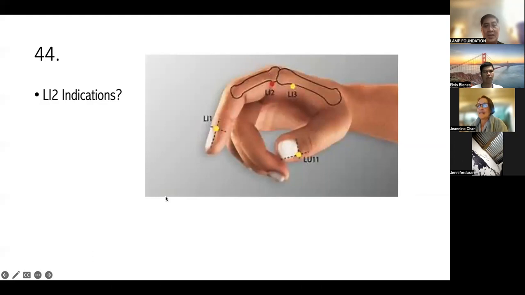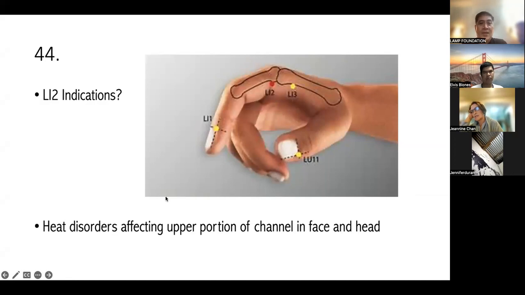Okay, Ma'am SP, can you tell us the indications for LI2? Siyempre, about heat din ito. But again, what particular part of the body are we talking about here? LI2. Indication, Doc? For toothache and pain and swelling of the throat. Fever. So nakita nyo, for heat disorders affecting the upper portion of the channel in the face and head. Okay? So, connecting to the face and head.